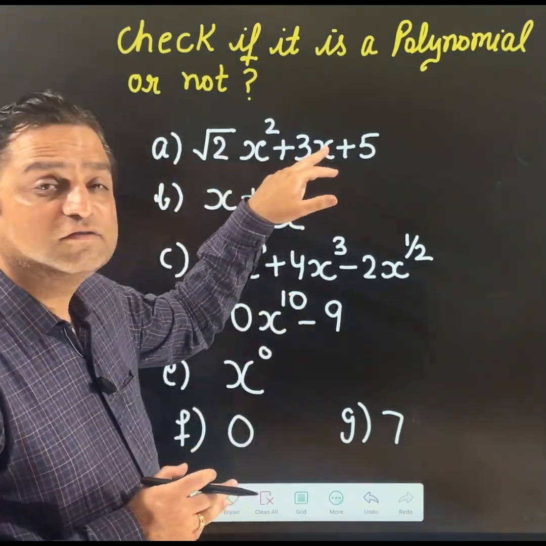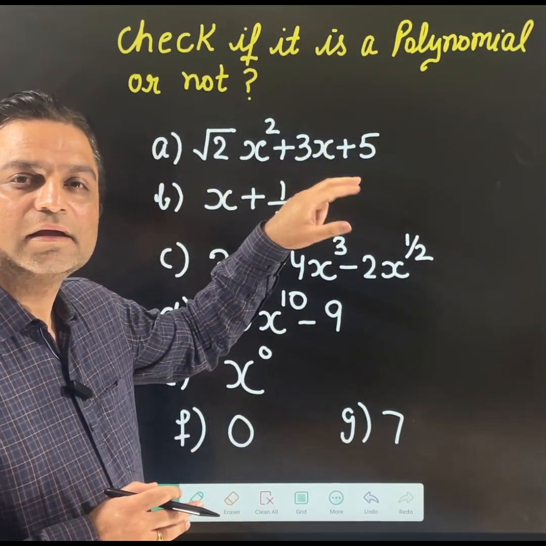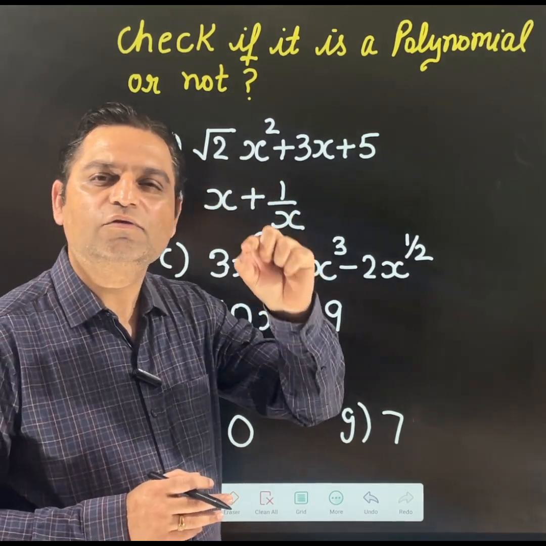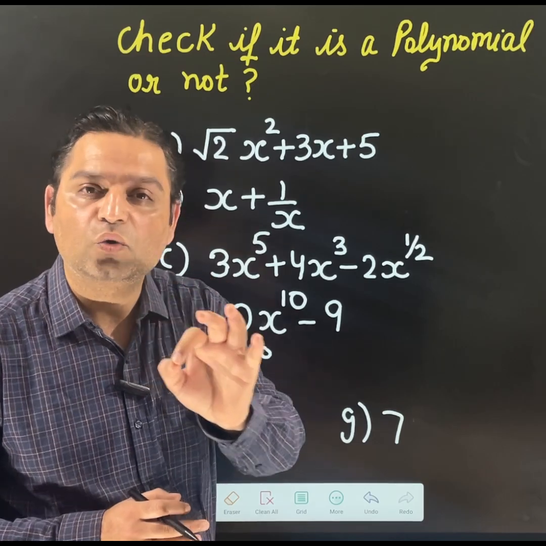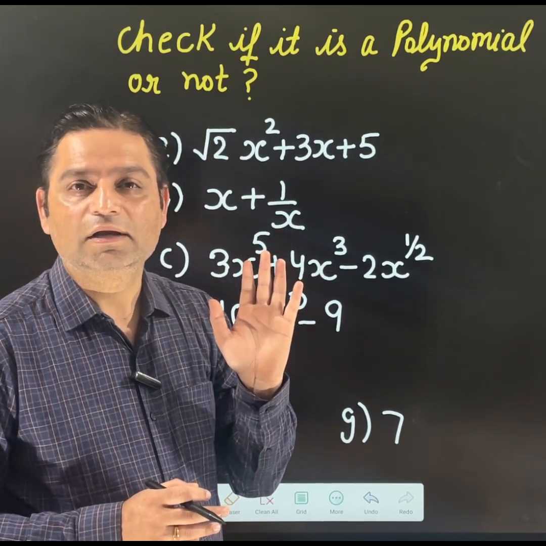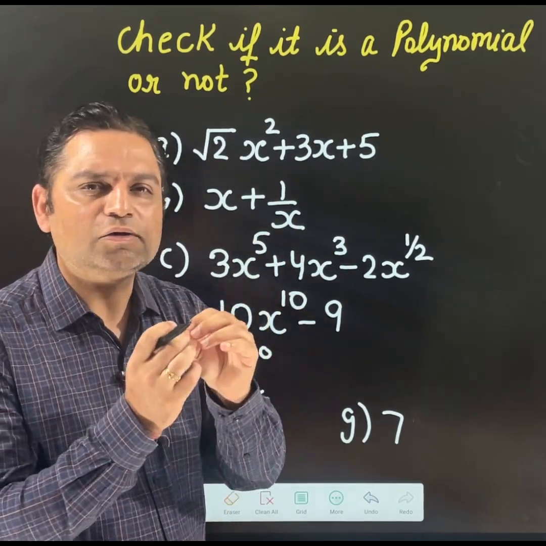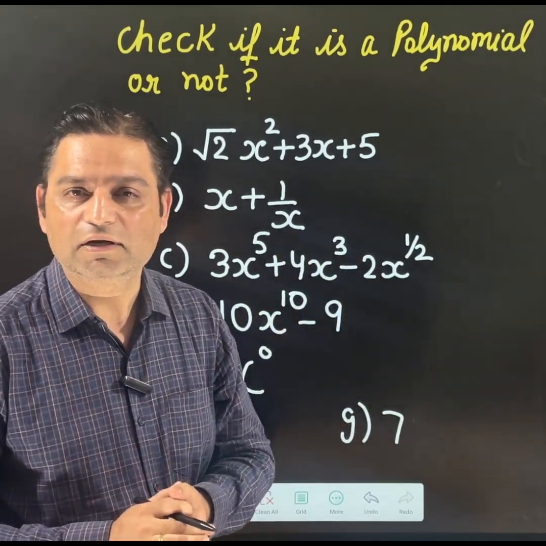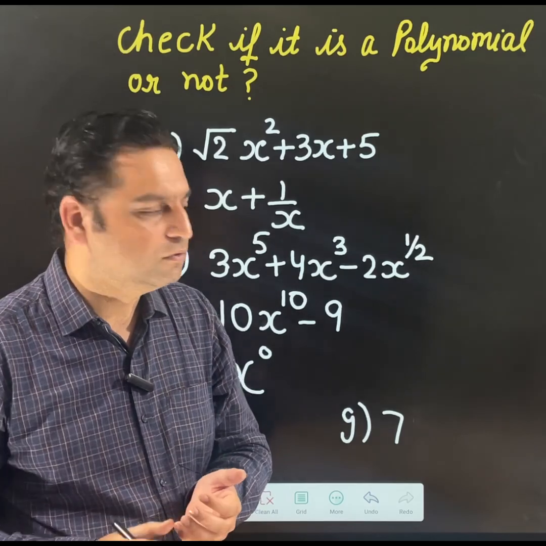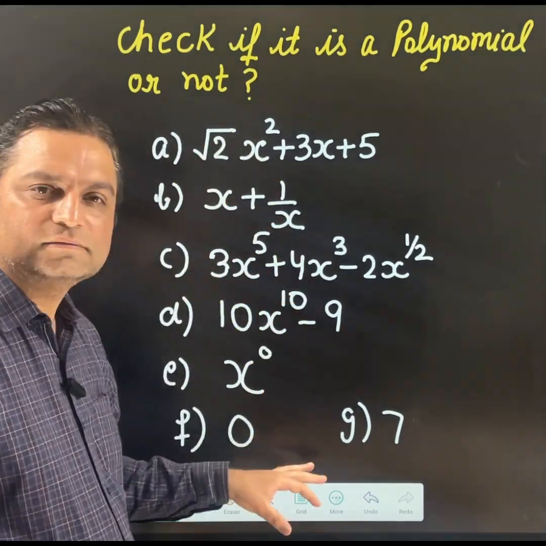That expression is going to be a polynomial if exponent for x is a whole number. It cannot be a fraction, it cannot be a decimal, it cannot be a surd, anything, right? Just remember this rule and let us try one by one.